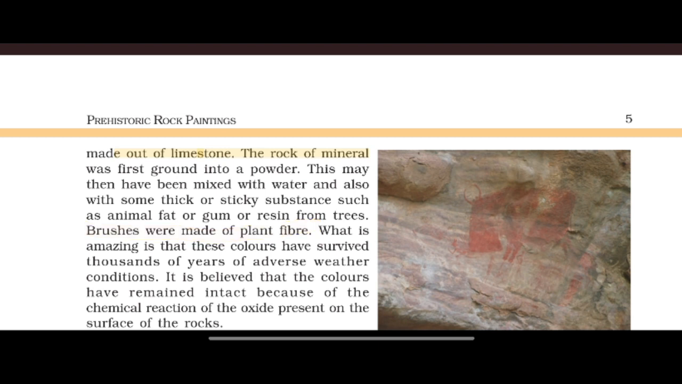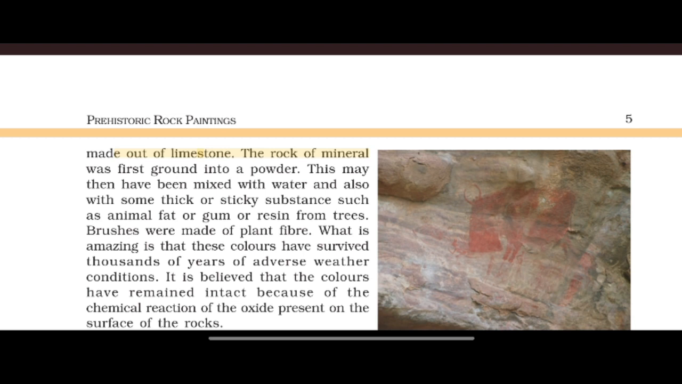So what they used to do, they used to bring some stones, or you can say different colors, and they used to grind them. You need to remember, red color they used to get from hematite stone. Chalcedony stone was used for green color, and limestone they used for white color. They used to grind it, and they used to pour some water or sticky substance, that is your fat. After mixing it together, the color was ready for them, and they used plant fibers as their brushes to paint, and then they did their painting on the canvas, which was their caves.